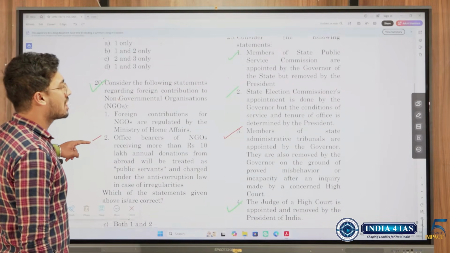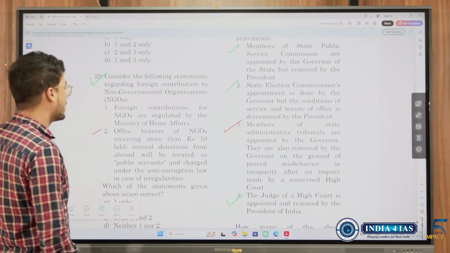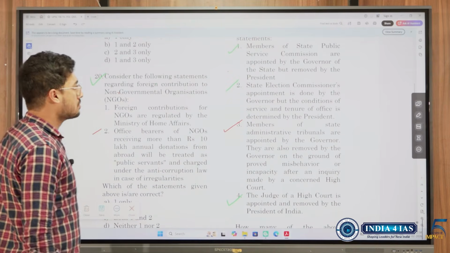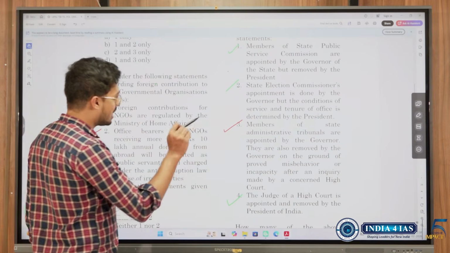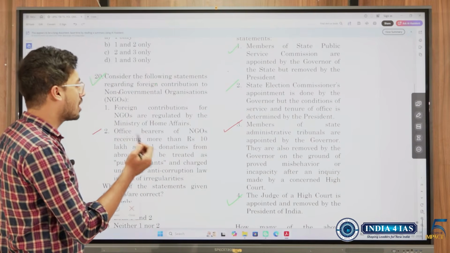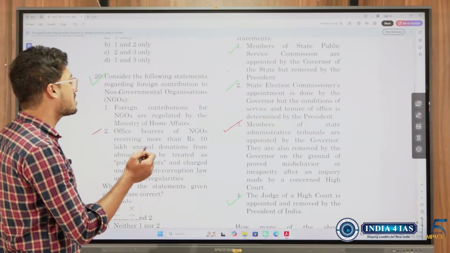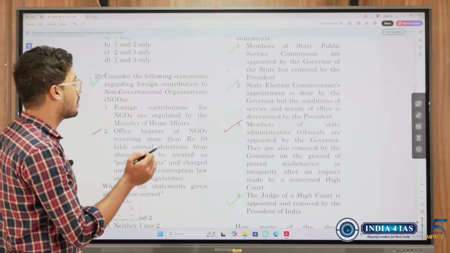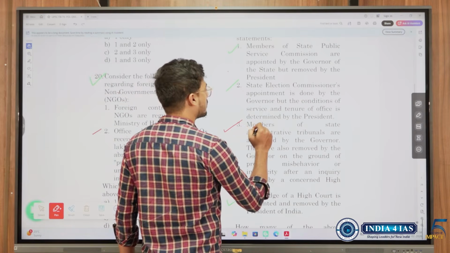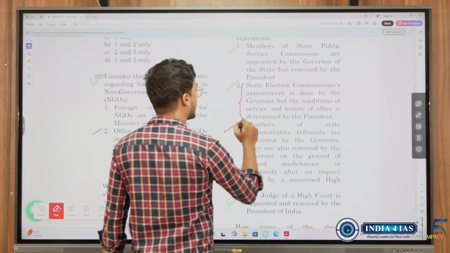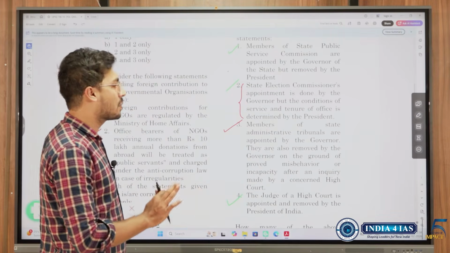Okay, members of State Public Service Commission, they are appointed by the governor of the state but removed by the president. This is correct. State Election Commissioner appointment is done by the governor, but conditions of service and tenure of the office is determined by the president. See, even this is something which you should know because it is static part.